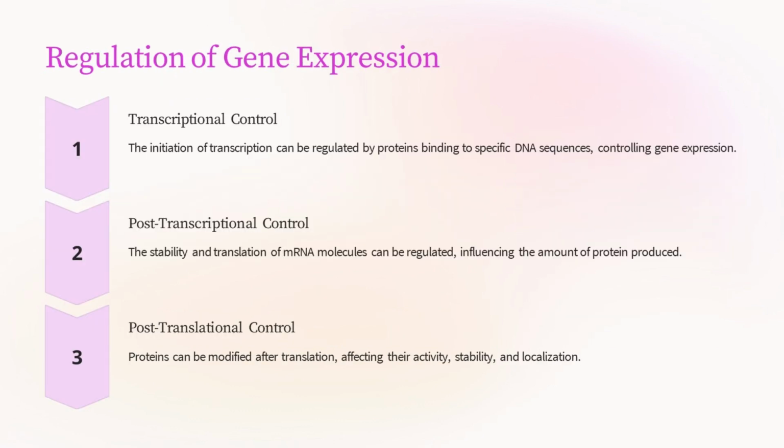The slide provides an overview of the three main levels of gene expression regulation: transcriptional control, post-transcriptional control, and post-translational control. Transcriptional control focuses on the initiation of transcription, where proteins binding to specific DNA sequences can regulate gene expression. Post-transcriptional control involves the stability and translation of mRNA molecules, influencing the amount of protein produced. Post-translational control refers to the modifications that can be made to proteins after translation, affecting their activity, stability, and localization.